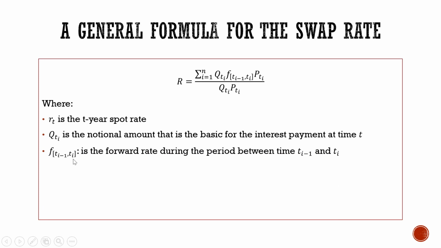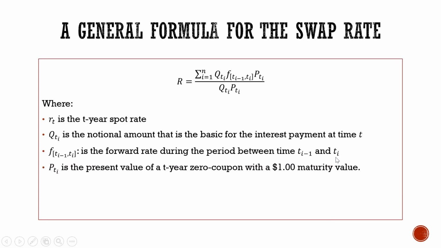F_{t_{i-1},t_i} is the forward rate during the period between time t_{i-1} and t_i. And P_ti is the present value of a t_i-year zero coupon with a $1 maturity value.